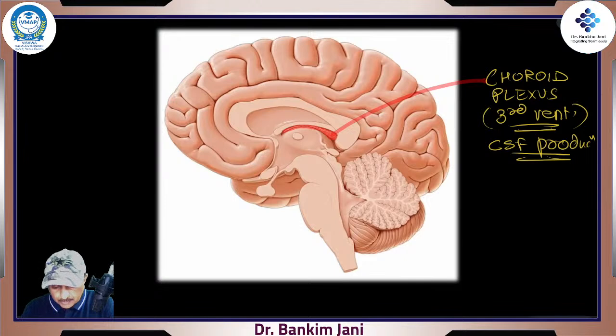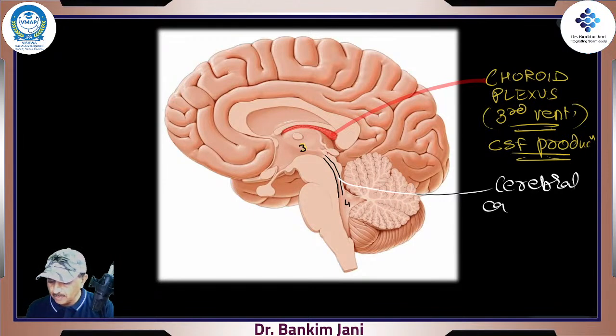Aqueduct of Sylvius, which we saw. This is the third ventricle, right? And this one is the fourth ventricle. So over here, this is a small duct which is going on. Now you are quite comfortable with it. And this is the cerebral aqueduct of Sylvius, right?